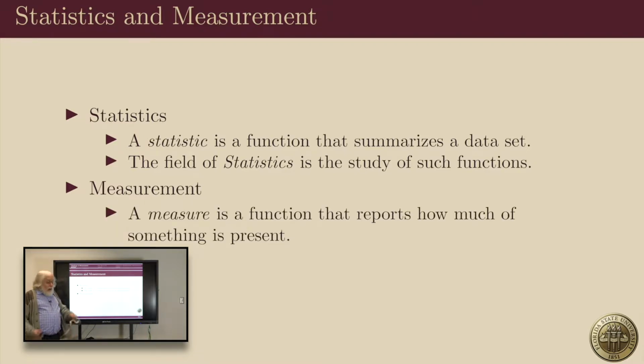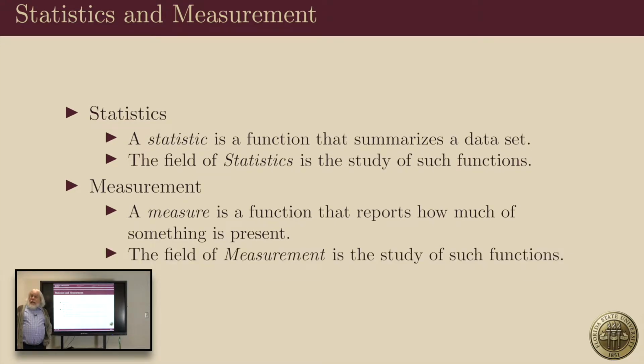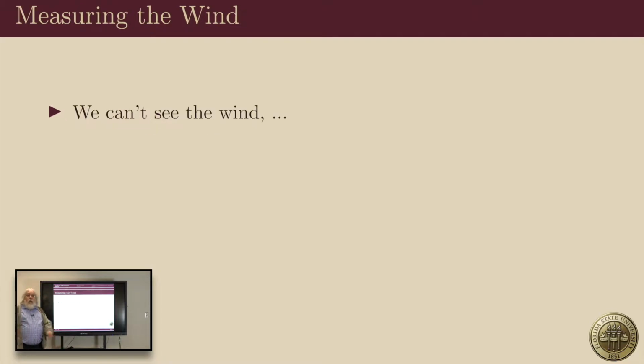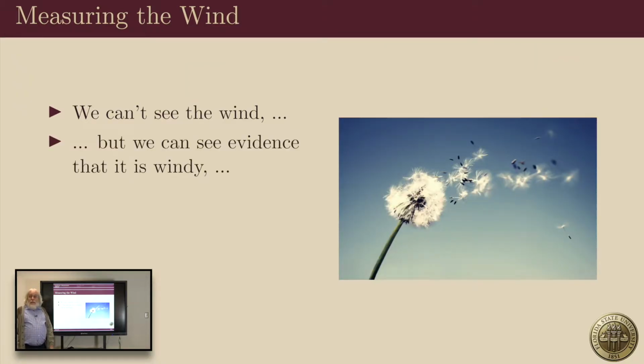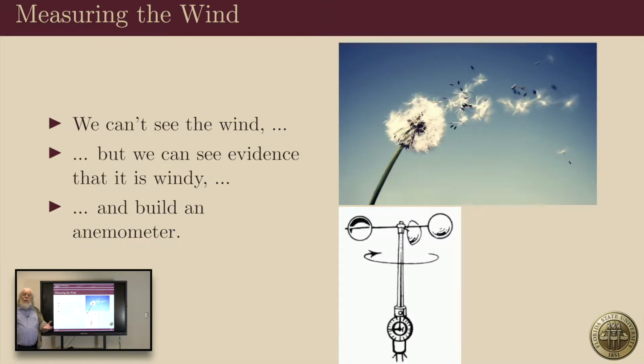How about measurement, right? When we think about measurement, we might think about pulling out a measuring tape and measuring something. So a measure is a function that reports how much of something there is. And the field of measurement is the study of measures. But if it can't be seen, like education, then how do we measure it? Well, we can't see the wind, but we can see evidence that the wind is there. And we can use that evidence to build an anemometer, an instrument that measures the wind.